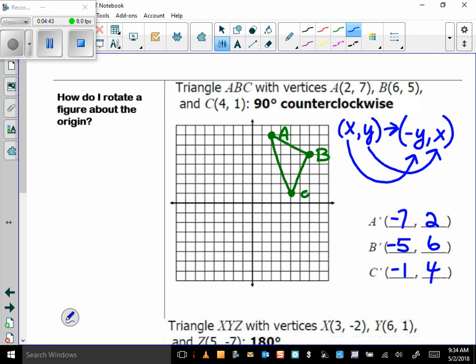I'm going to come plot those over here. 1, 2, 3, 4, 5, 6. Sorry, 1, 2, 3, 4, 5, 6, 7, positive 2. So there's A prime. B prime, negative 5, 6: 1, 2, 3, 4, 5, 1, 2, 3, 4, 5, 6. And C prime, negative 1, 4: 1, 2, 3, 4. There's C prime. Let me draw that in.